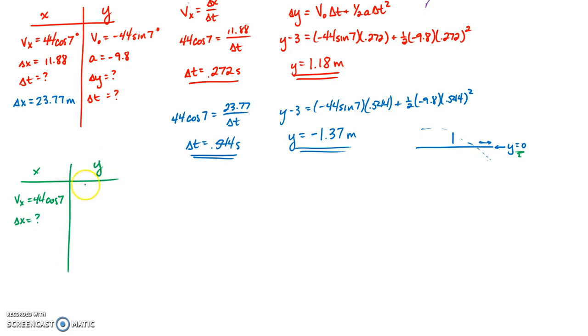But in the y-plane, I actually now know more information. So negative 44 sine 7.8. And now I know that my displacement in the y is going to equal 0. That's a lie. My final position in the y is going to equal 0. So my displacement in the y is going to be negative 3 because I fell down 3.